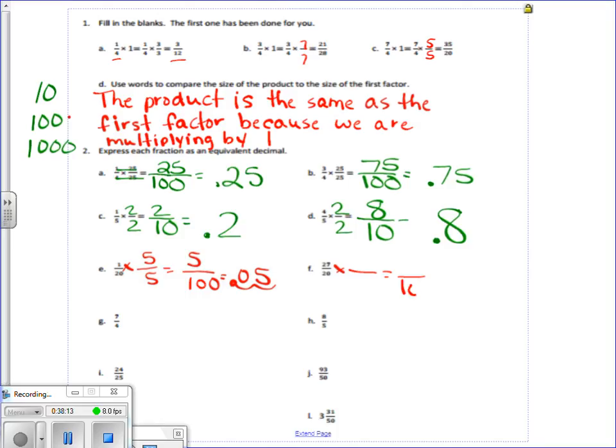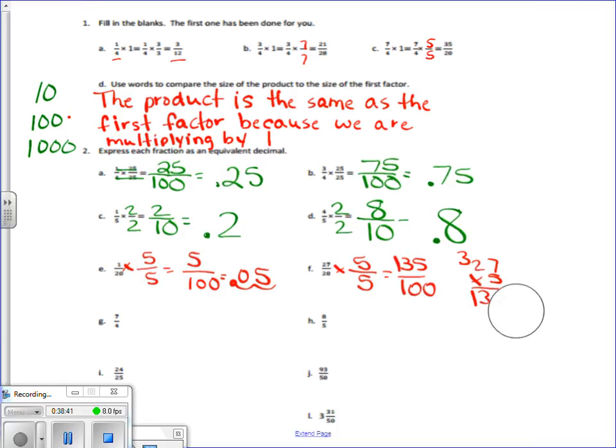So, again, since we had 20, we're going to 100. We know that it's going to take 5/5 to get there. So 27 times 5. I'm still going to do the same step. 5 times 7 is 35. 5 times 2 is 10, plus 3 is 13. 135. Decimal starts here, goes in 2 places. 1, 2. So 1 and 35 hundredths.